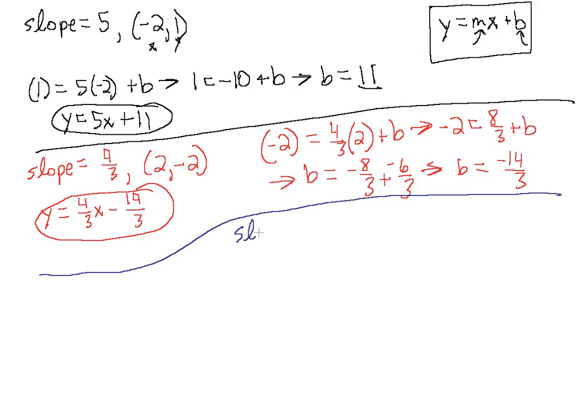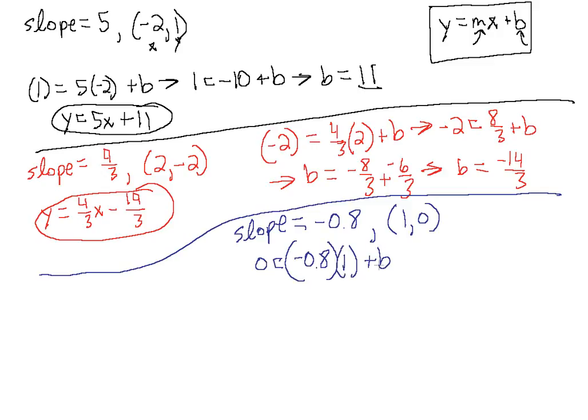Okay, let's look at another one. Let's say we're given the slope of -0.8, and we're told that the line passes through the point (1, 0). Let's use what we know to find our y-intercept so we can complete the general form of the slope-intercept equation. So let's plug in, we have 0 for y equals m, which is -0.8, times x, which is 1, plus b. Okay, we can go ahead and rewrite this.